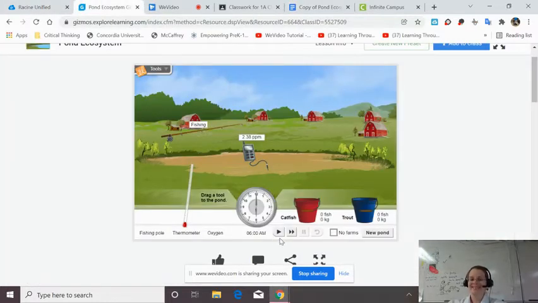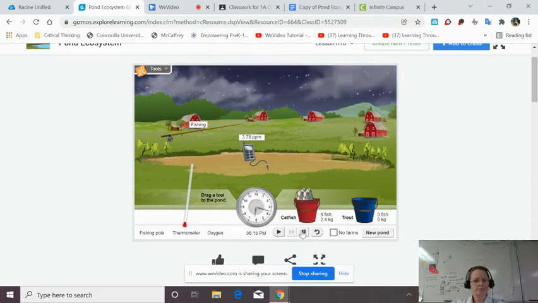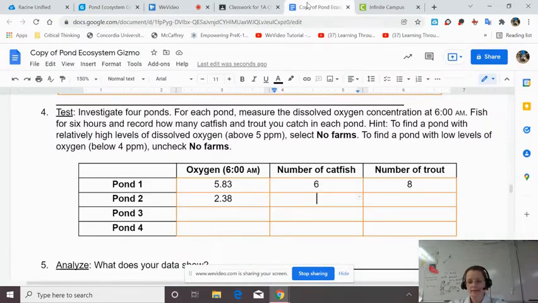Something my husband wishes he could do. Oh, I've been fishing for 12 hours. Oh, well, we'll go with it. So we have 5 catfish and 0 trout. It's not like we're really out there with a pole.